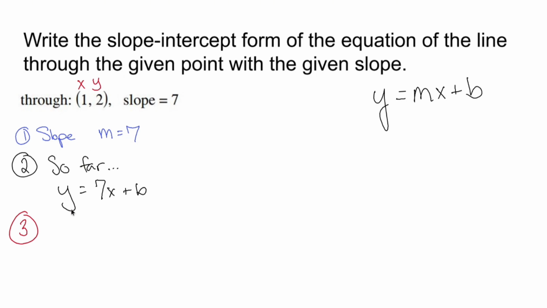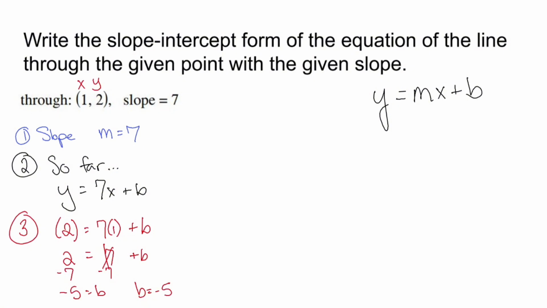So the y is going to be 2. We're going to replace y with 2. And we're going to replace x with 1. And that'll help us find b. So 2 is 2. 7 times 1 is 7 plus b. In order to solve for b, you subtract 7 from both sides, like that. And you get negative 5 is equal to b. Or b is equal to negative 5, however you want to view it.